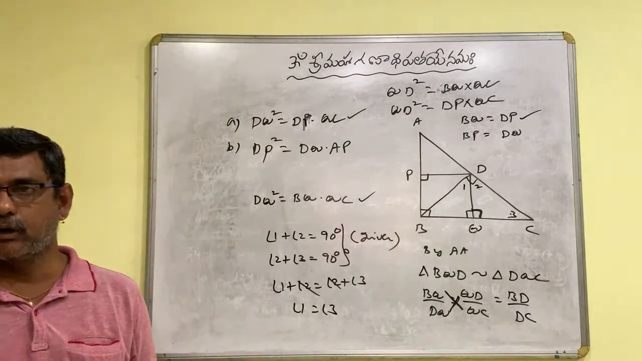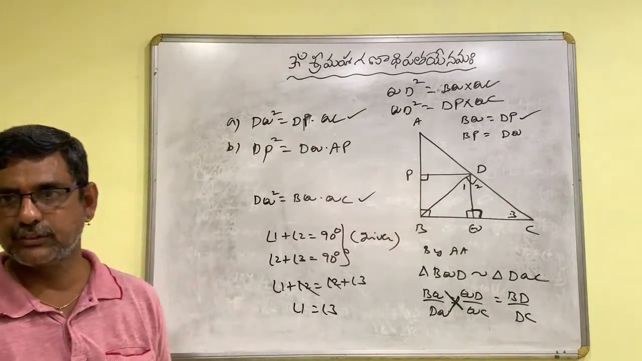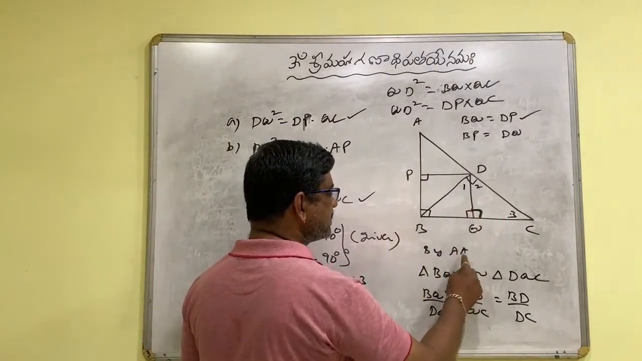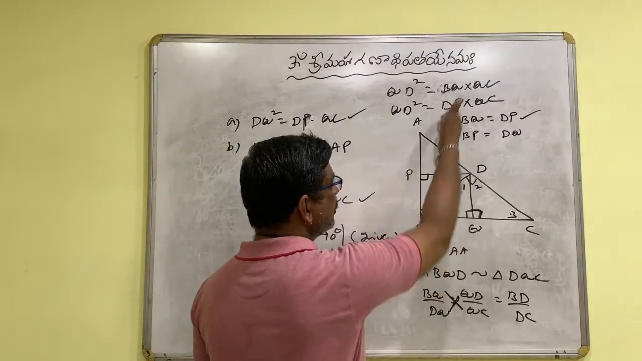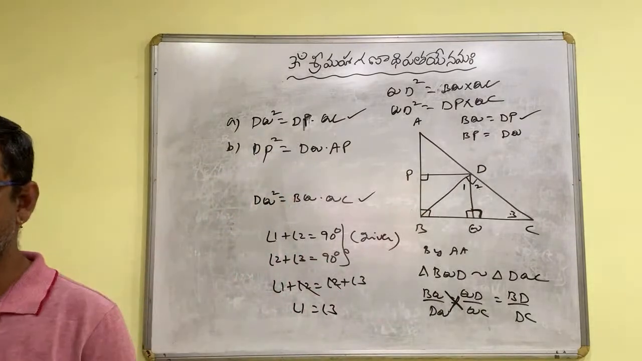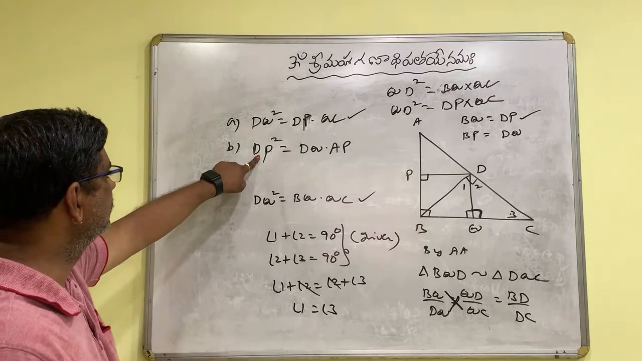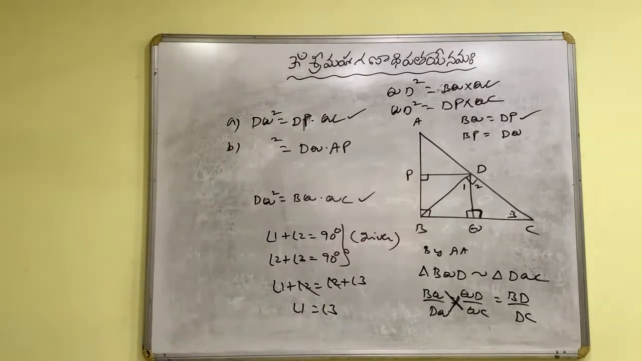No, BPT is not needed, similarity only. These two triangles are similar by AA similarity. So write the ratios and you will get the answer. That's all. And observe this one.